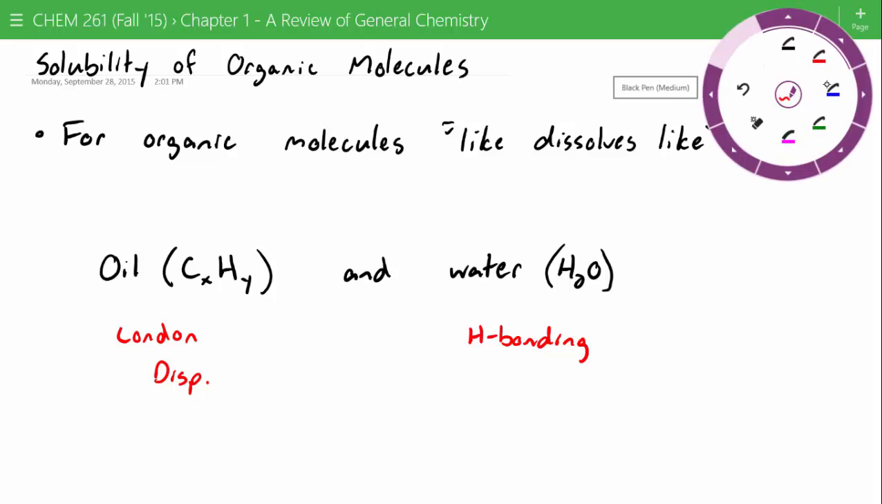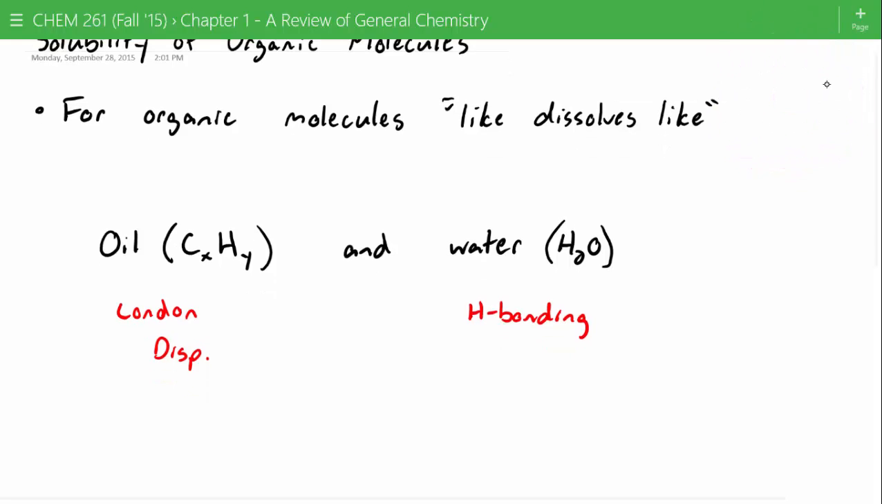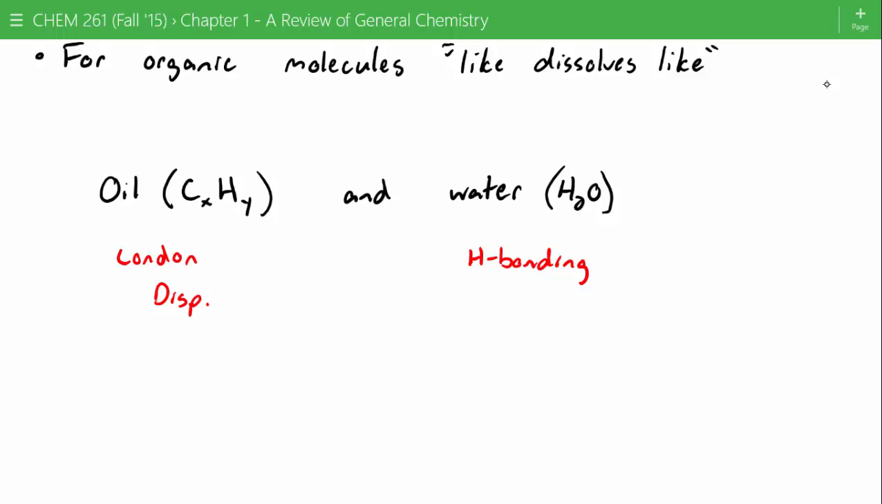So this is our rule of thumb for organic molecules. You have to have similar solvents, meaning that bulk liquid, in order to dissolve a solute, right? So if your solute has similar chemical properties to your solvent, they tend to be miscible, meaning they'll mix evenly.